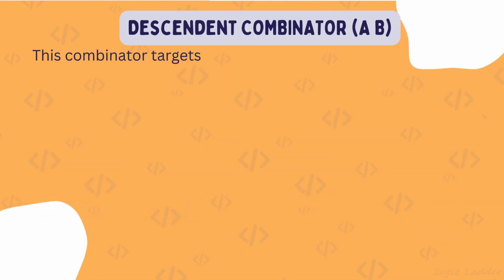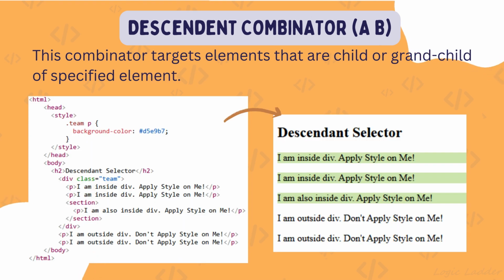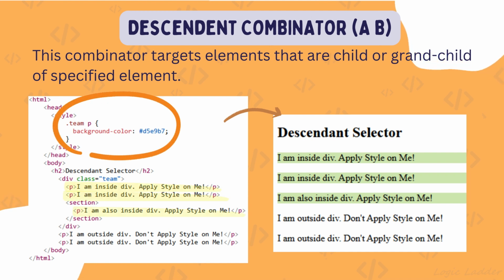This selector targets elements that are nested inside another element, at any level. For example, look carefully at this HTML. The selector .team space p means all paragraphs inside the tag with class team, no matter how deep. It will apply styles on all p elements inside the div but not on p elements that are outside the div.